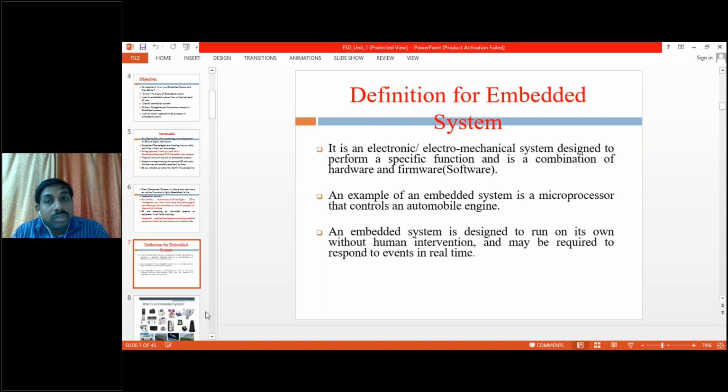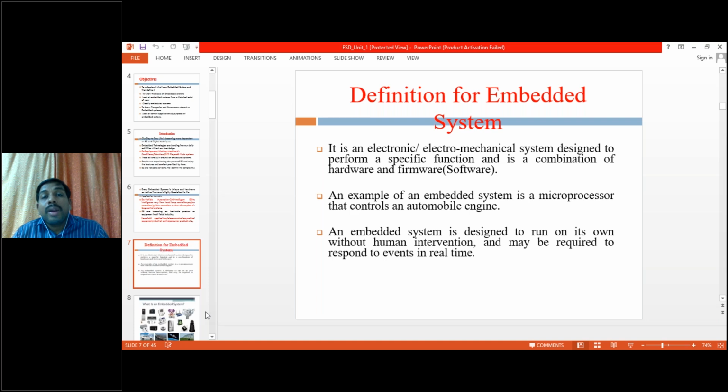A washing machine is washing the clothes. An air conditioner is cooling the room. A refrigerator is preserving the food items at a certain temperature so that they don't get spoiled. So we can define an embedded system as an electronic or electromechanical system which is performing a specific function.